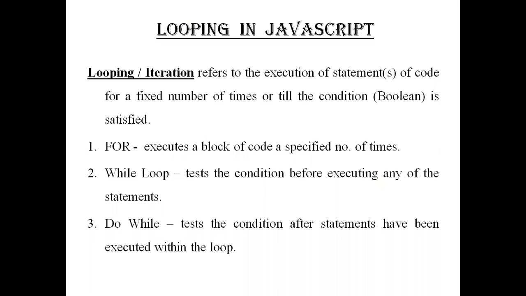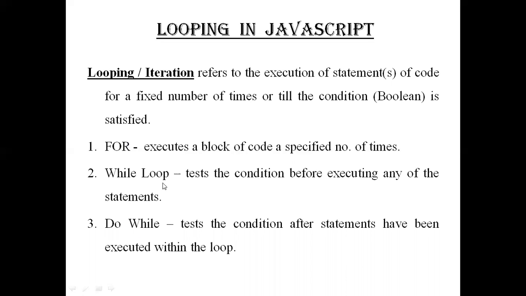Okay, so we had the looping part, that is the iteration, which refers to the execution of certain statements which are executed a fixed number of times or till the condition is satisfied. So we were learning the for loop last time. Now let's see the while loop and the do while loop.